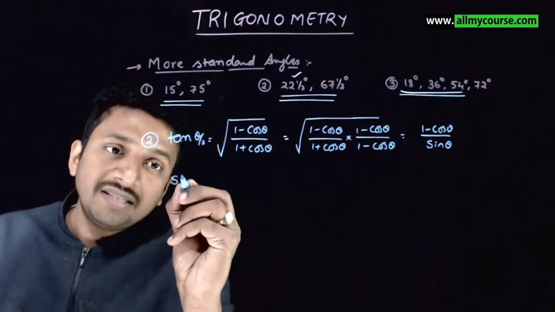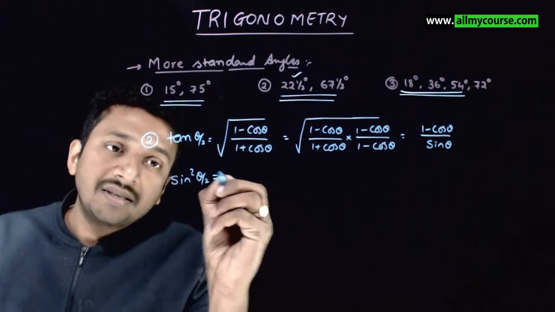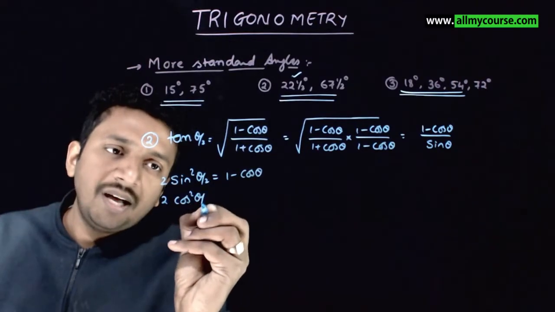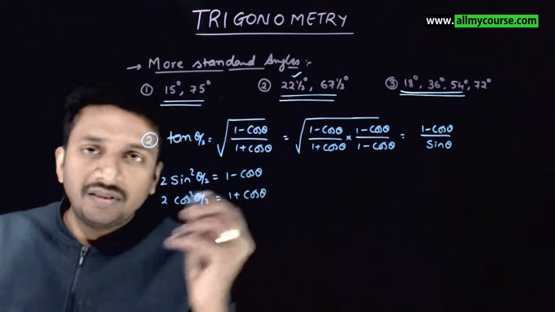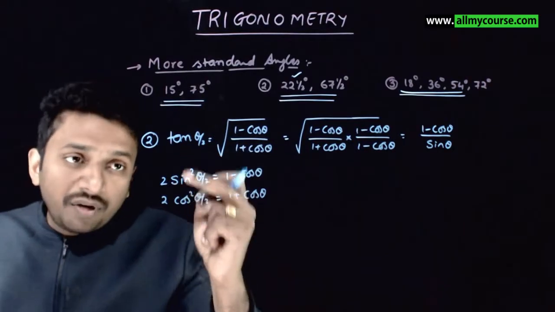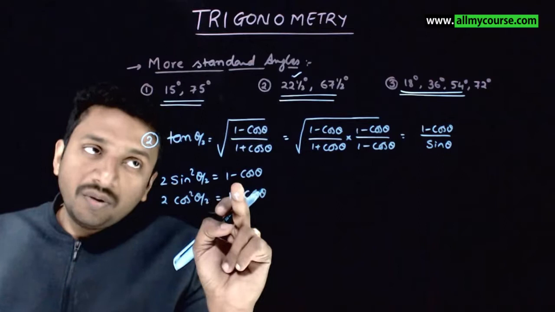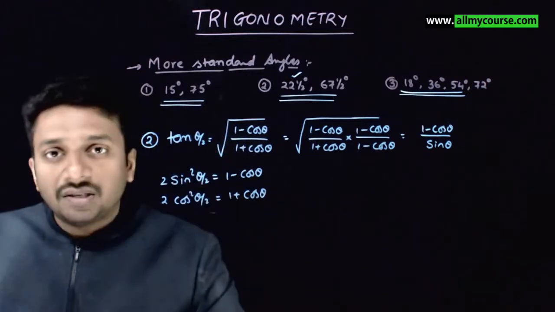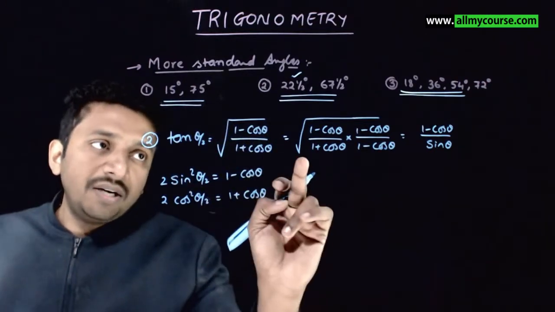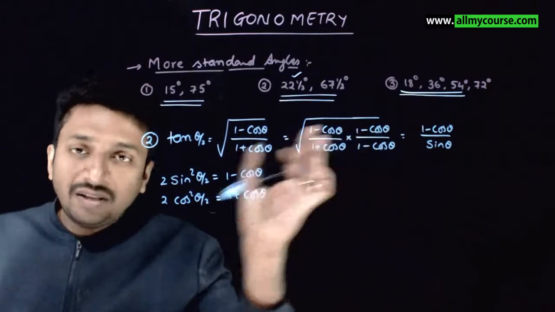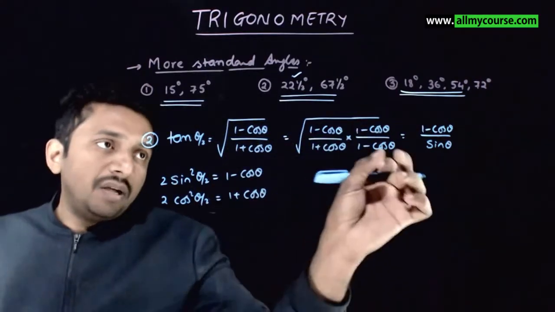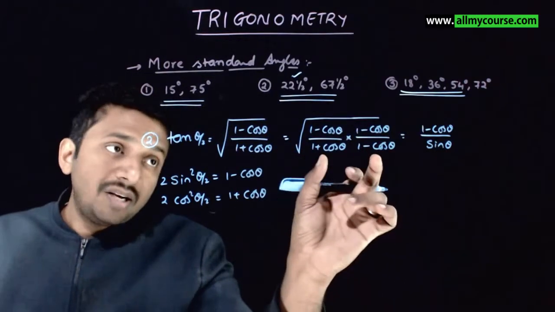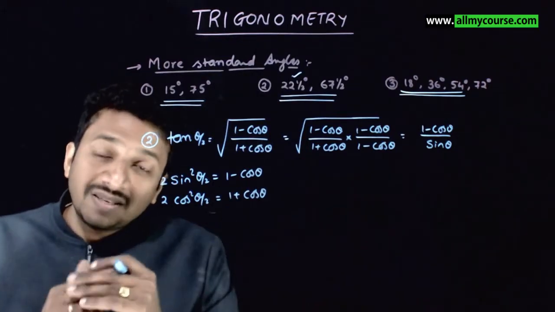We have seen that 2 sine square theta by 2 is 1 minus cos theta, and 2 cos square theta by 2 is 1 plus cos theta. These are formulas that we have already seen. If you divide these two equations, tan square theta by 2 is equal to (1 minus cos theta) by (1 plus cos theta). So tan theta by 2 is root of (1 minus cos theta) by (1 plus cos theta). If you rationalize this by multiplying with 1 minus cos theta up and down, you get (1 minus cos theta) whole square, and the square root becomes 1 minus cos theta. And (1 minus cos theta) into (1 plus cos theta) is 1 minus cos square theta, which is sine square theta.